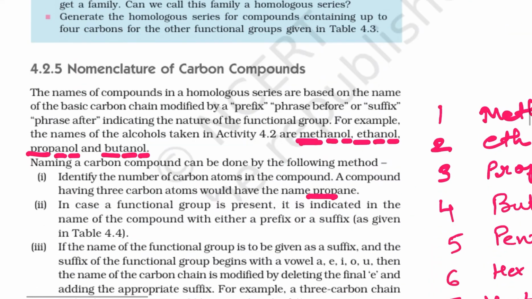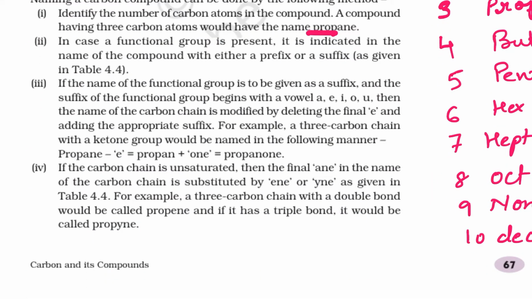So now, some of them will take a prefix and some of them will take a suffix. Now, if the name of the functional group is to be given as a suffix and the suffix of the functional group begins with a vowel A, E, I, O, U, then the name of the carbon chain is modified by deleting the final E and adding the appropriate suffix. For example, a 3 carbon chain with a ketone group can be named in the following manner. Prop, that is propane, O-N-E. So, E from this group is eliminated and O-N is added.